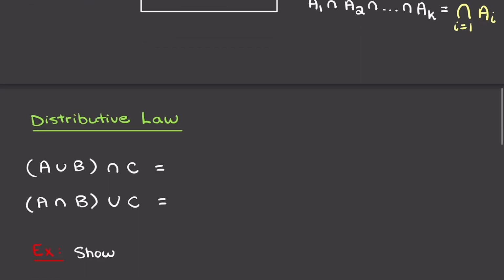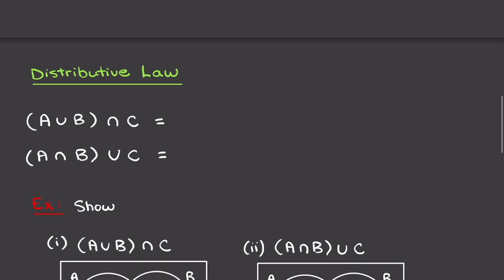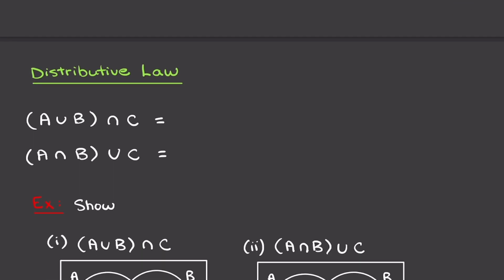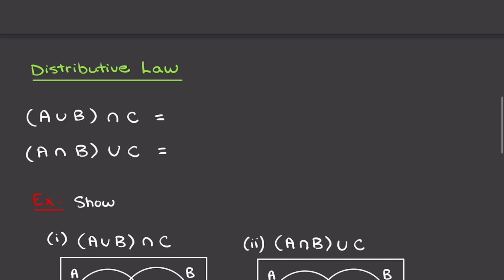Now we also have the distributive law in sets. So what this means is if we have on one hand A union B and we're intersecting that with C, we can distribute the C across the union. So that would look something like this. We would have A intersecting with C, and then that's unioned with B intersecting with C. So we've distributed the C across.